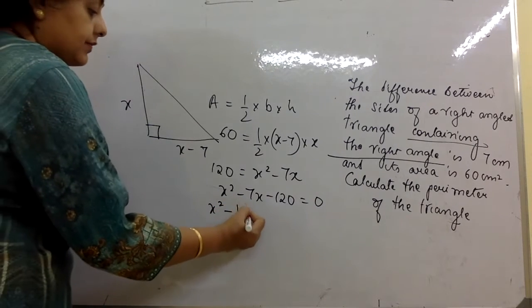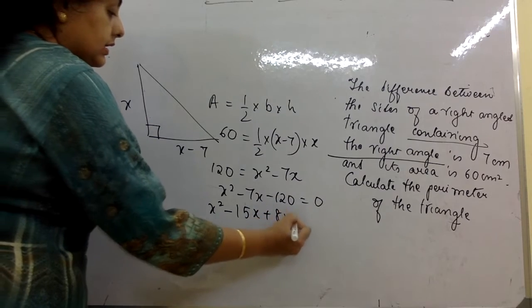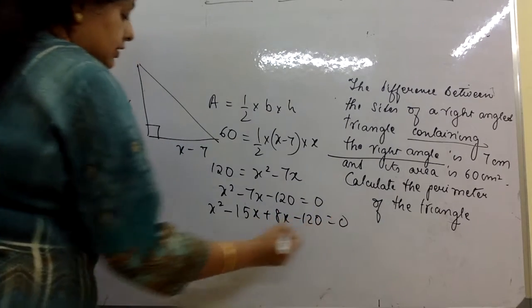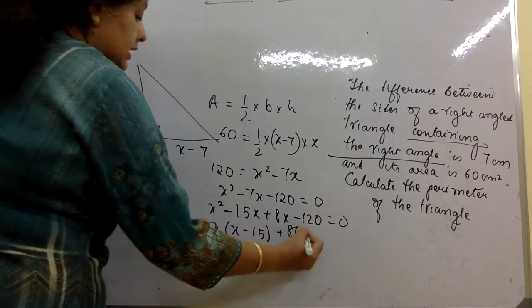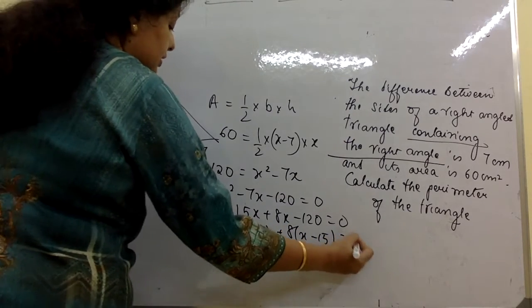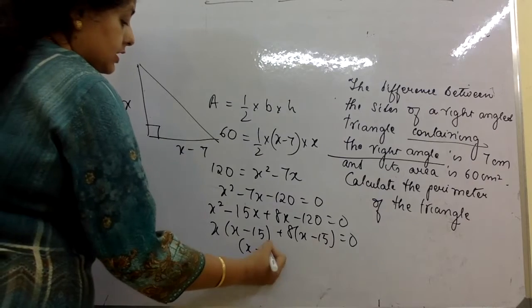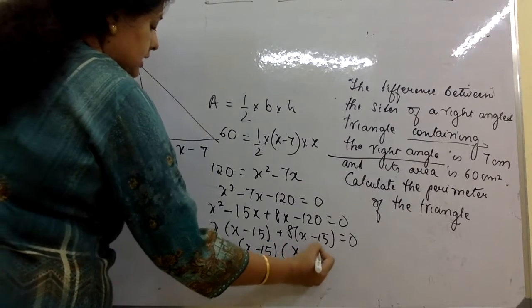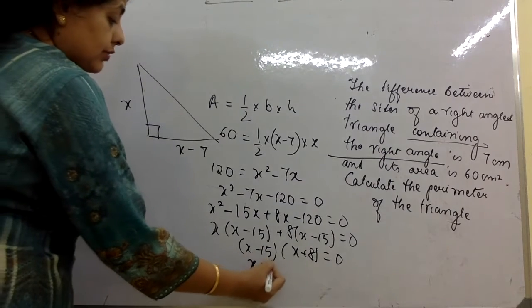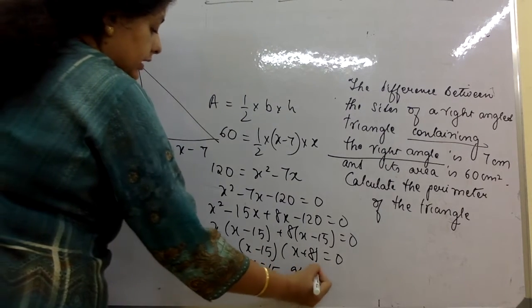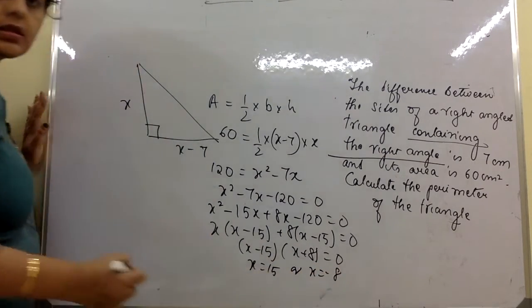x square minus 15x plus 8x minus 120 is equal to 0. x into x minus 15 plus 8 into x minus 15 is equal to 0. x minus 15 into x plus 8 is equal to 0. So x is equal to 15 or x is equal to minus 8.